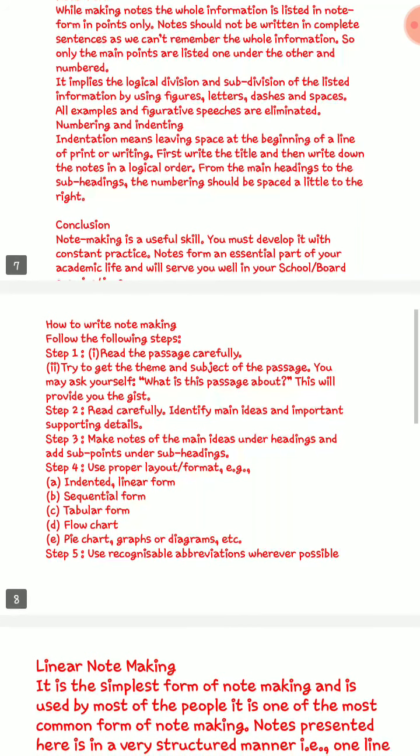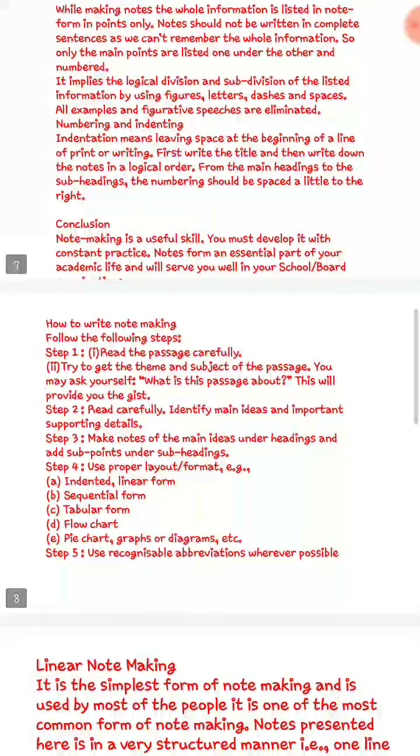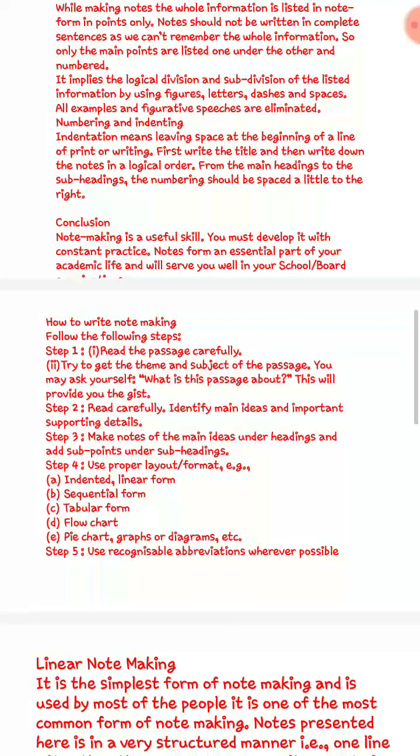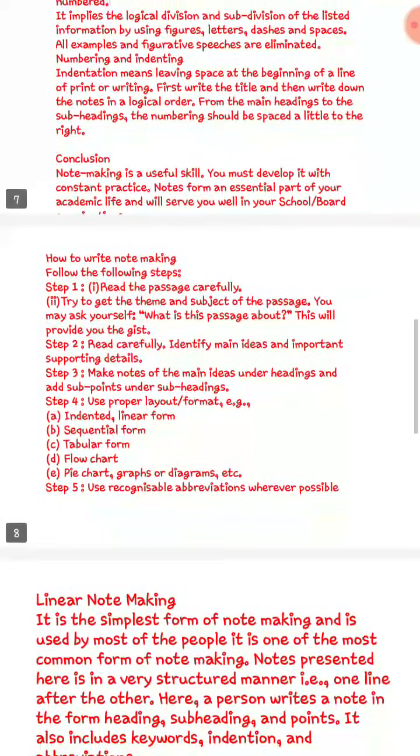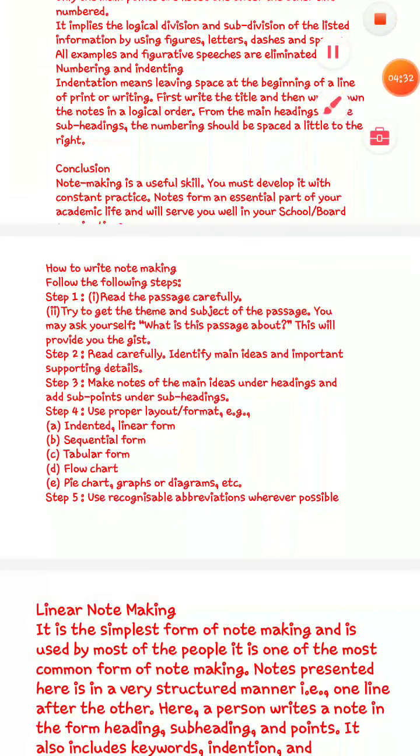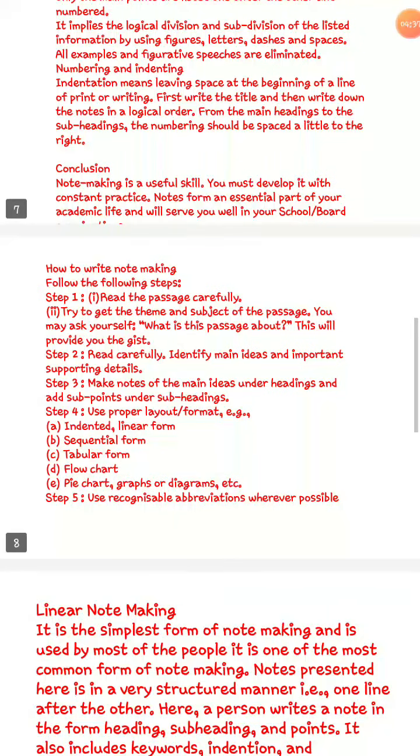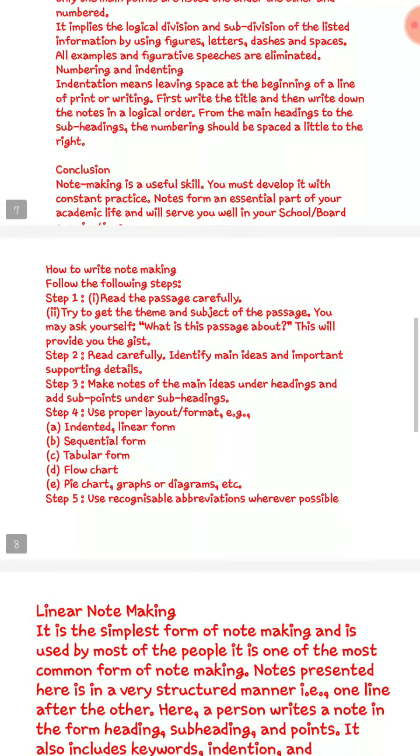So only the main points are to be listed, one under the other and numbered. Yes, the main thing is that only the main points are to be expressed, one after the other, and they should be numbered. It implies the logical division and subdivision of the listed information by using figures, letters, dashes and spaces. These things you can use, figures, letters, dashes and spaces, in order to construct a note making format.